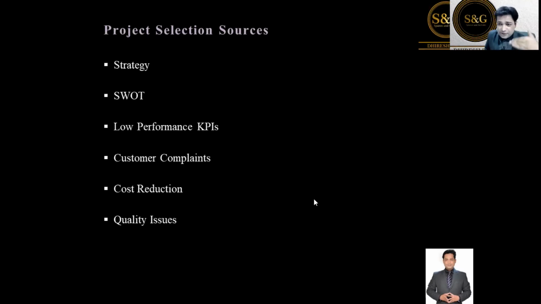Now I will explain what we mean by internal projects and what we mean by external projects. It's very simple. Internal projects are related to the business, internal processes, and internal stakeholders. External projects are related to the market and the customer. So it's a very simple demarcation between internal and external project selection. Now let's understand.